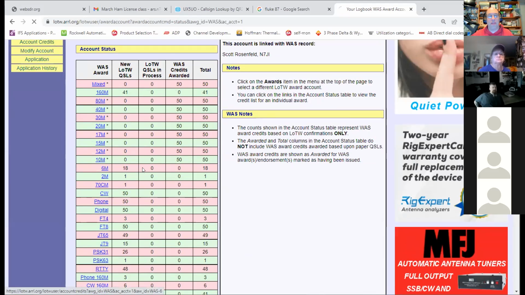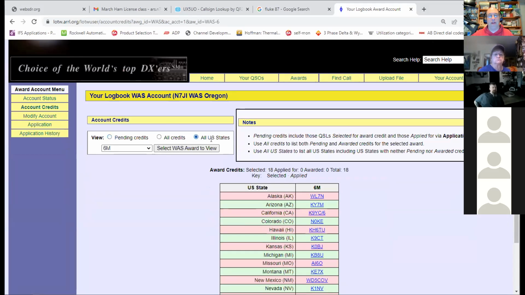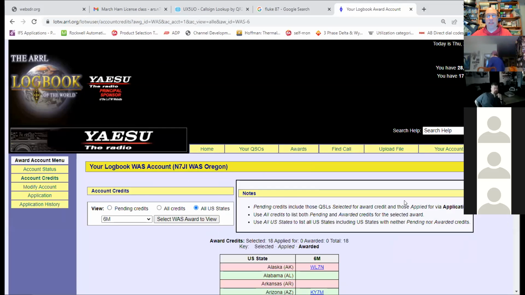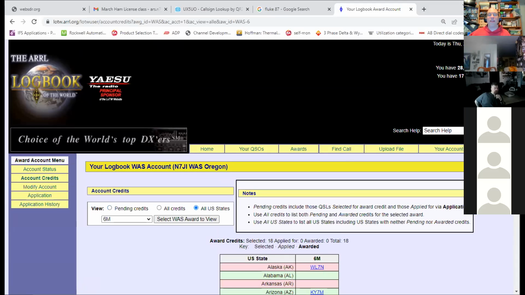6 meters is another tough one because it requires meteor scatter or sporadic E, that weird mode of operating. It's in the VHF band. And as you can see, I still have a lot of holes on that band all over the country. That's why I log everything.